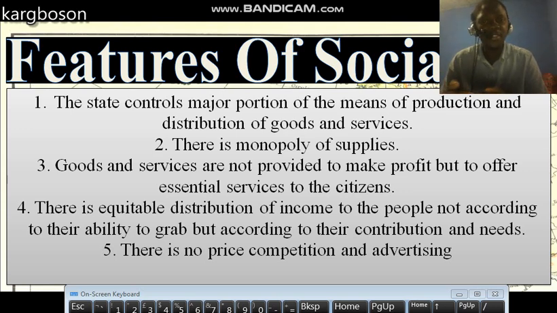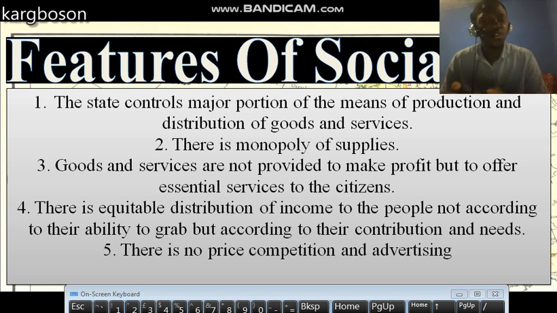So even the supplies of these goods and services are going to be monopolized by the state. Then goods and services are not provided to make profit but to offer essential services to the citizens. Remember, when we are making comparison between socialism and capitalism, the aim of socialism is to maximize the welfare of the citizens. So therefore, the goods and services are not provided to make profit but to offer essential services to the citizens. Of course, there is equitable distribution of income to the people, not according to their ability but according to their contributions and needs.